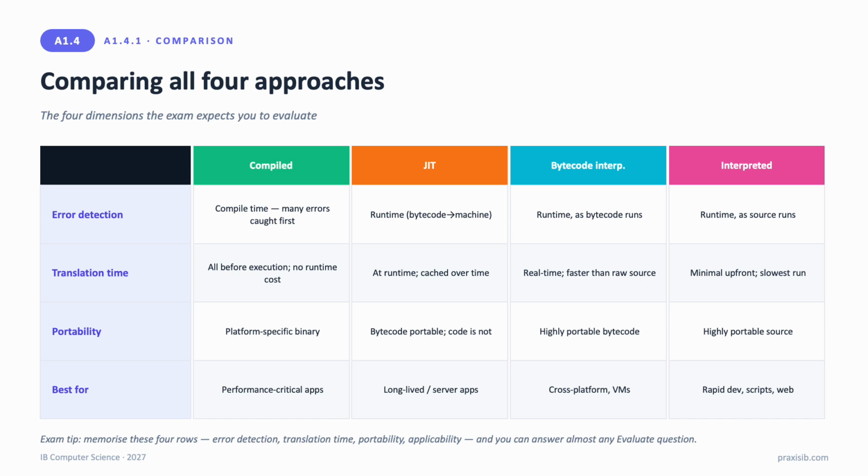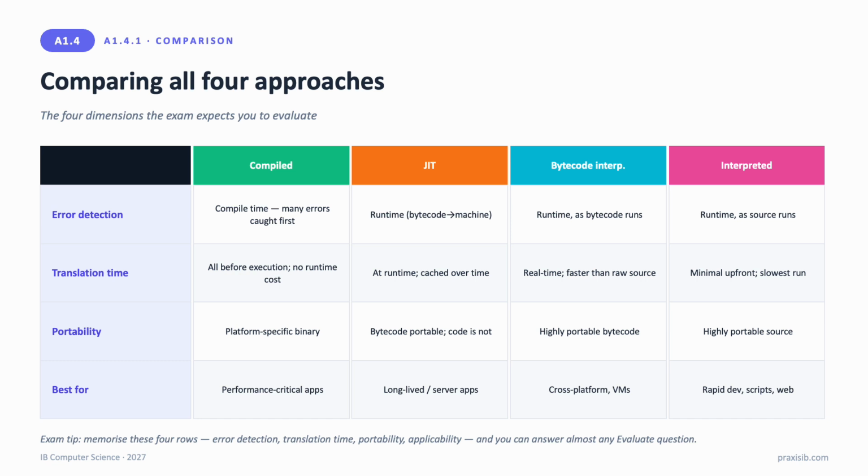The fourth dimension is what each one is best for. Compiled is best for performance critical apps. JIT is best for long-lived programs like servers. Bytecode is best for cross-platform software, and interpreted is best for rapid development, scripting, and web work.